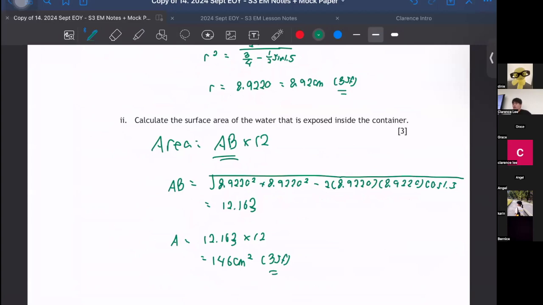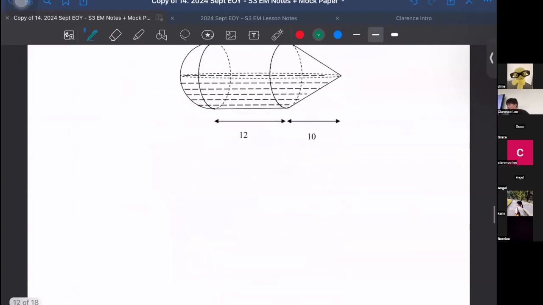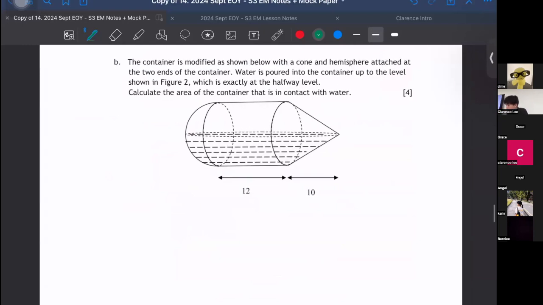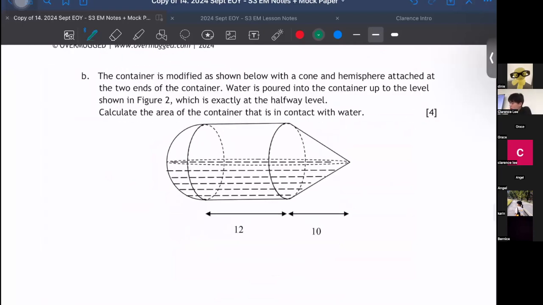Okay. Moving on to the next question. Now the container is modified by adding a hemisphere. Initially, you're adding a cone and a hemisphere. And now water is poured into the container up to the level which is exactly at the halfway level, which means my volume of water inside is half. But now the question only wants you to find the area of the container that is in contact with the water, which means this portion and this portion. So your curved part of your cone is given by the formula pi r l. Your hemisphere is given to be half times 4 pi r squared.